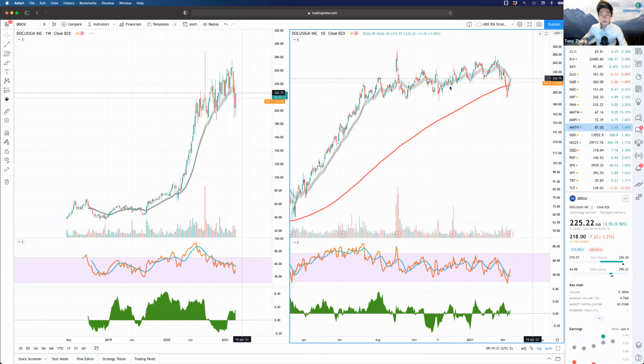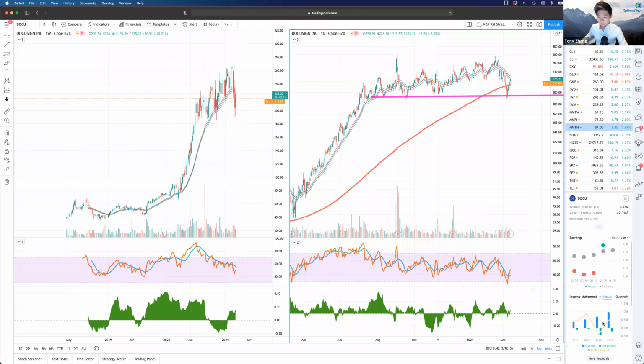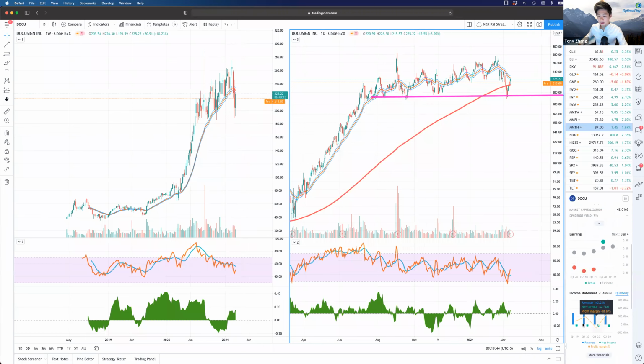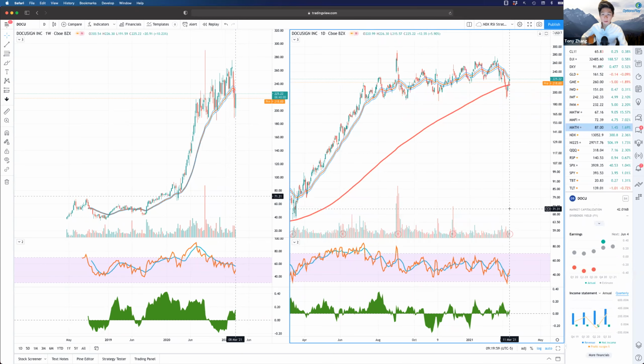DocuSign. So far, DocuSign has held this 190 level to the upside, but DocuSign is a high growth technology stock, and the one thing we want to pay attention to is that this is not a profitable company. It has managed to continue to grow its revenues over the past few quarters. It actually has decent revenue growth, I would say, but on the back of that, it continues to lose a fairly substantial amount of capital.